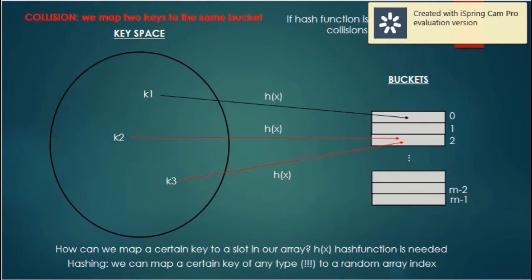So what is a collision? A collision is when we map two keys to the same bucket. If the hash function is perfect, which is an ideal case, then there are no collisions. It's very hard to construct a perfect hash function, so basically a collision occurs when key 2 and key 3 are mapped to the same array index, array index 2 in the picture.